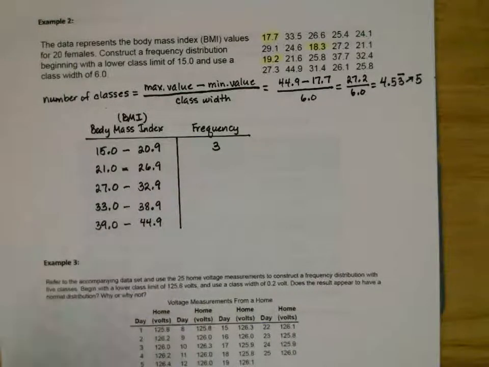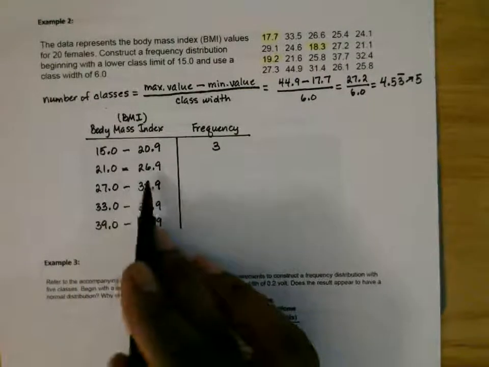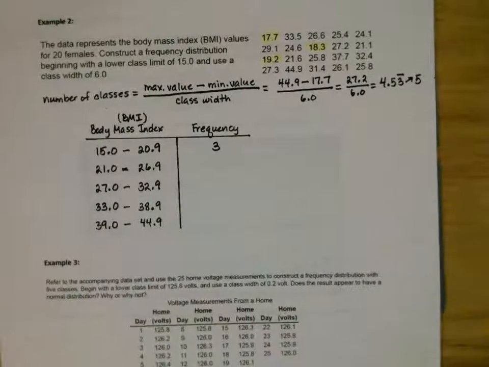And now for 21 to 26.9, I need to count the number of data values that are between 21 and 26.9. And that does include those endpoints here. So let's see here.